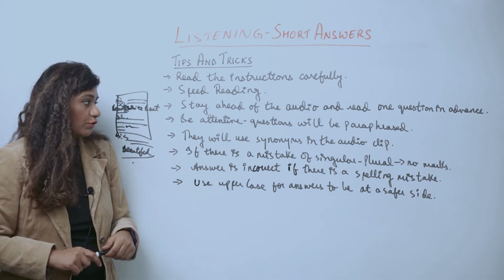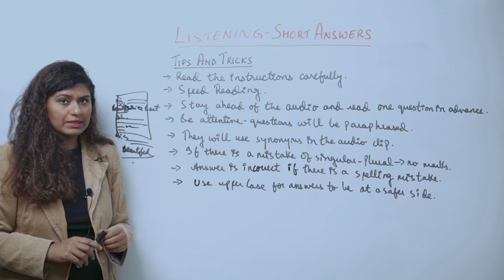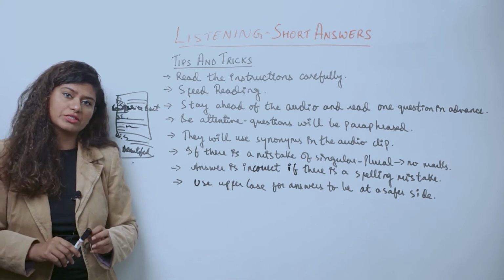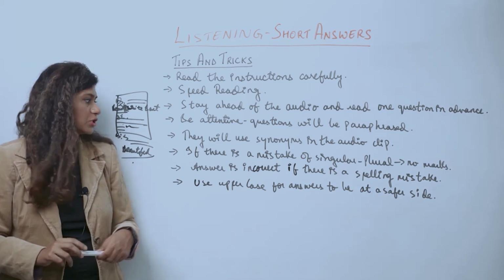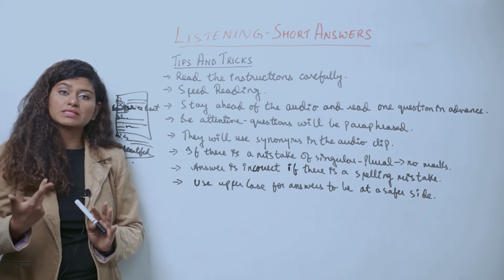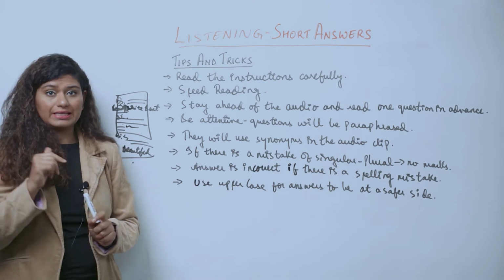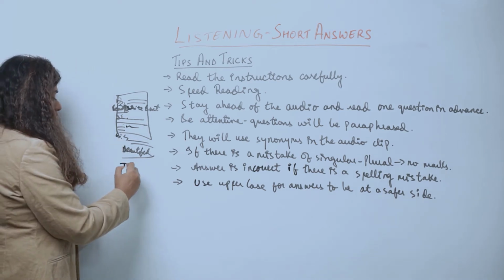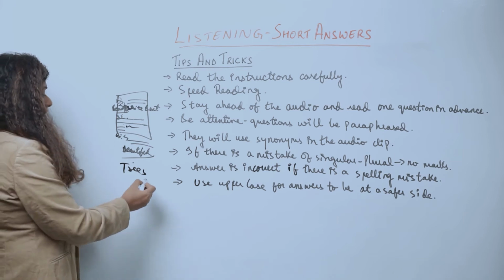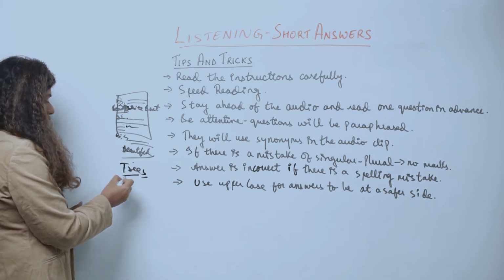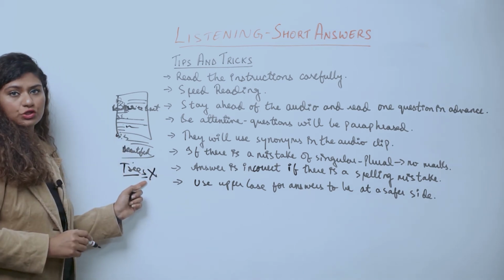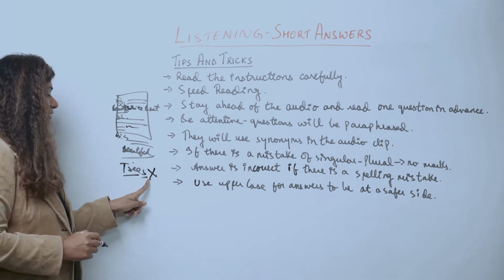If there is a mistake of singular, plural, no marks. Now many times students come to me and ask me, ma'am, my answer was correct but still I've got an incorrect for this. Now at times it happens that your answer was correct. What you thought of, that is the answer, but you made a mistake in singular, plural. Let's say, for example, here the answer was tree, but you wrote trees. So it became a plural, whereas the answer was just one tree. So if you do that mistake, there would be no point given to you for that. It is a wrong answer because you made it a plural.